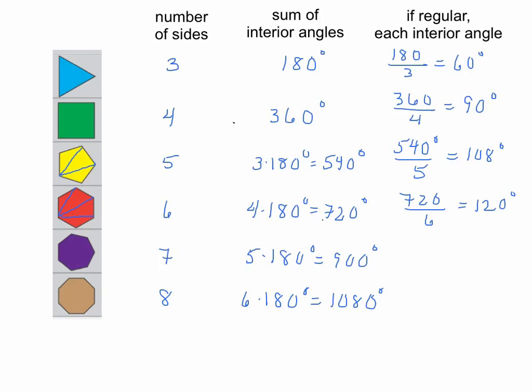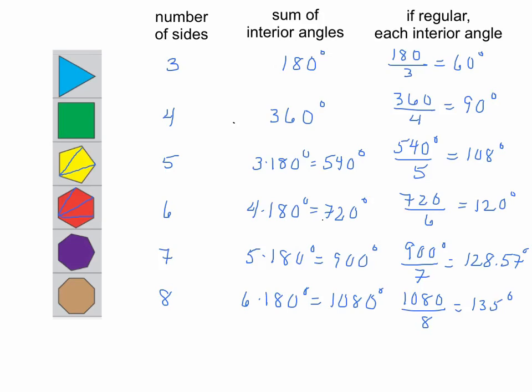For a 7-sided shape, we're going to take the total of 900 degrees and divide by 7, and that result is 128.57 degrees, a little bit of a messy answer. And then finally for an 8-sided shape, 1080 divided by 8 is 135 degrees.